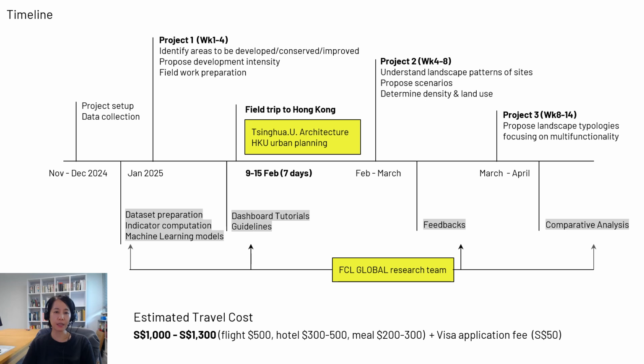A 7-day field trip to Hong Kong is scheduled from February 9 to 15. During the trip, workshops and fieldwork will be held to facilitate integration among students from 3 universities. Estimated travel cost ranges from 1,000 to 1,300 Singapore dollars, including flight, accommodation, and meals. Depending on your nationality, you may also need to prepare for a visa application.